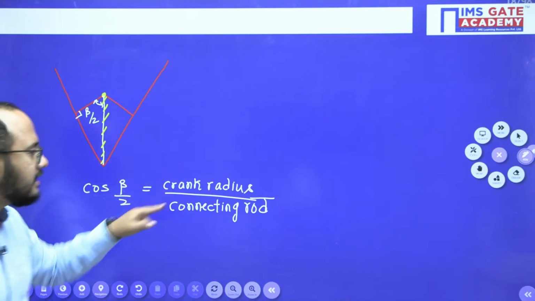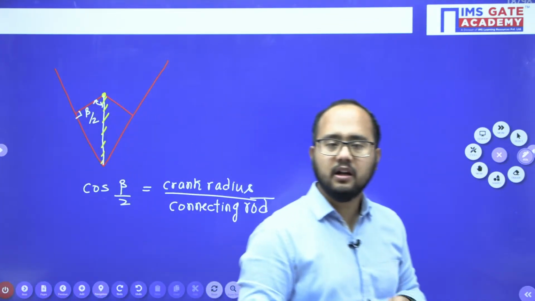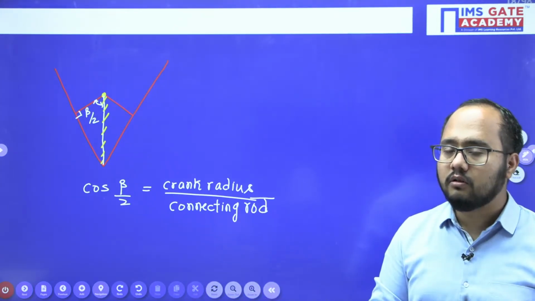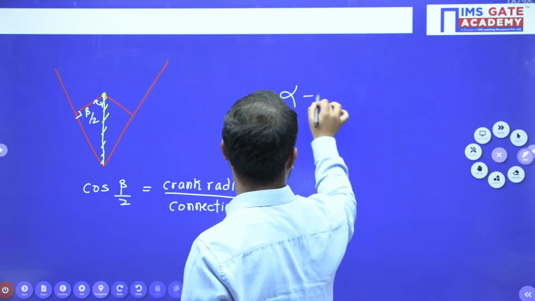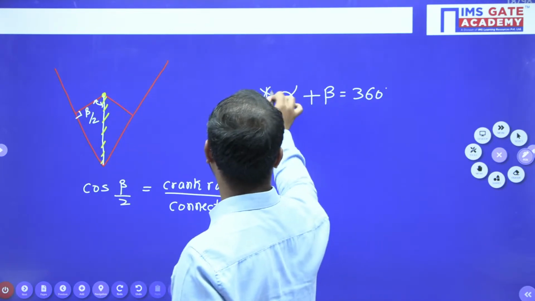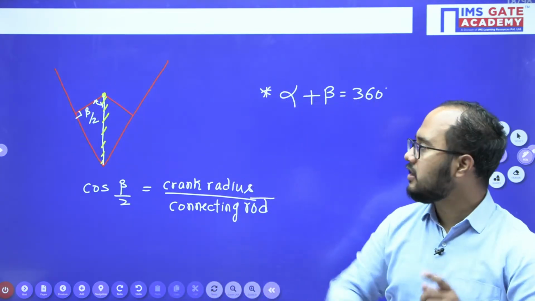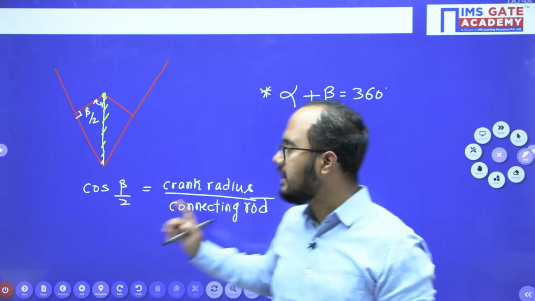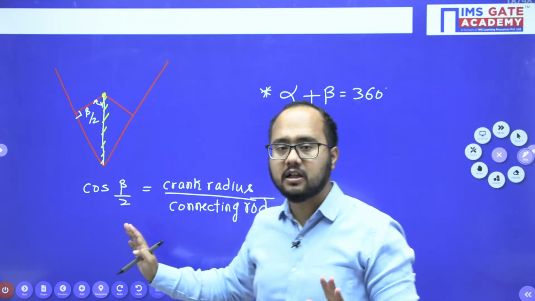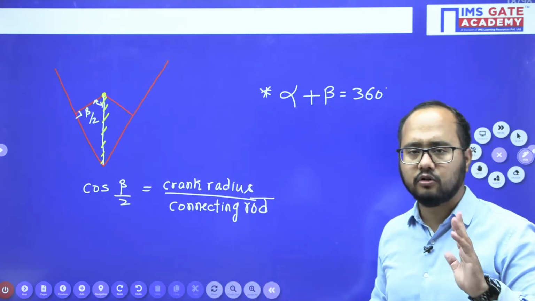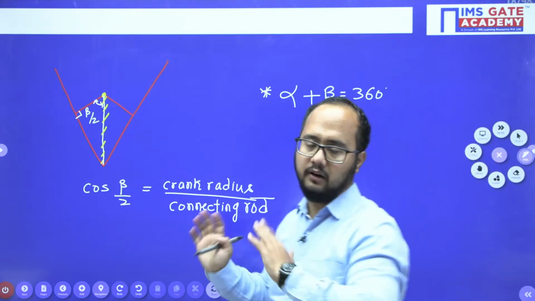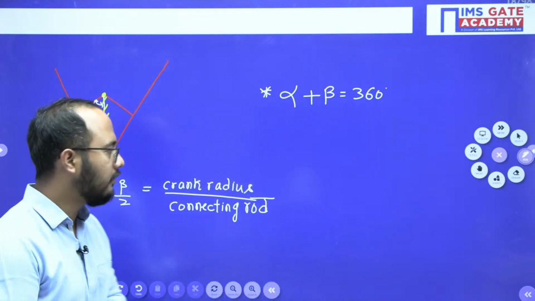Now, if the crank radius is given and if the connecting rod is given, you can directly calculate beta. And if beta is there, you can easily calculate alpha also. How? Just by using this relation, alpha plus beta equals 360 degrees. Clear, everyone? So just by using this extreme position diagram only, you can easily solve the QRR. How? First, you have to use this cos beta by 2 relation. For that, you should know the crank radius and connecting rod, and it will be given in the question itself. And using this relation, beta or alpha can be calculated easily. Okay, I hope this is clear.